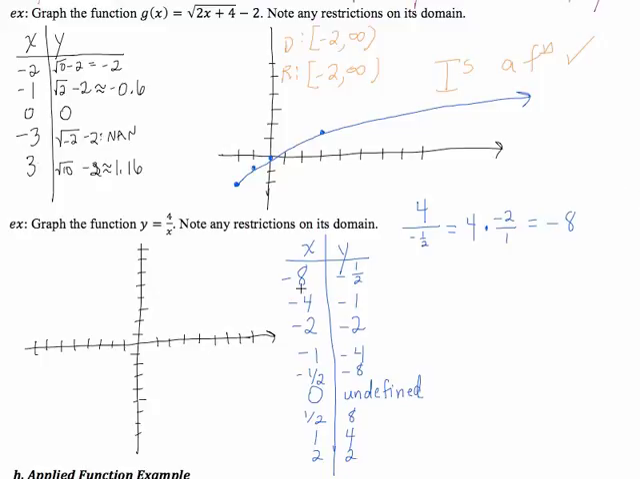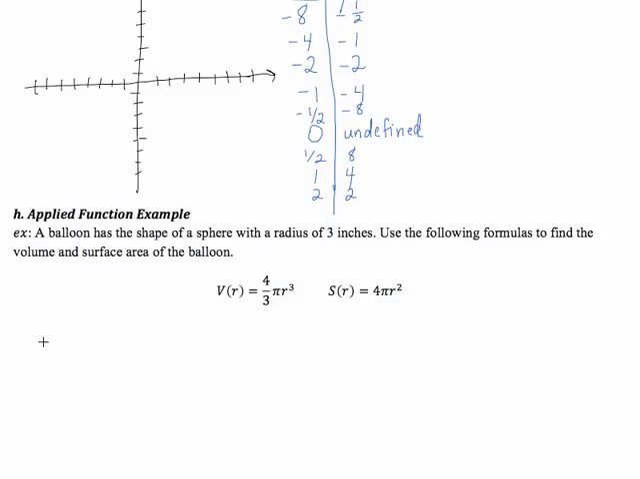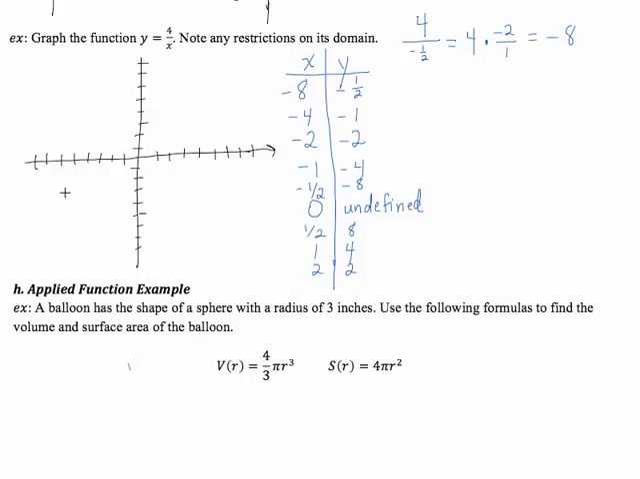Okay, so negative 8, negative a half, negative 4, negative 1, negative 2, negative 2, negative 1, negative 4, negative a half, negative 8. These are all supposed to be negative, hang on, whoops, let's try that again. Okay.